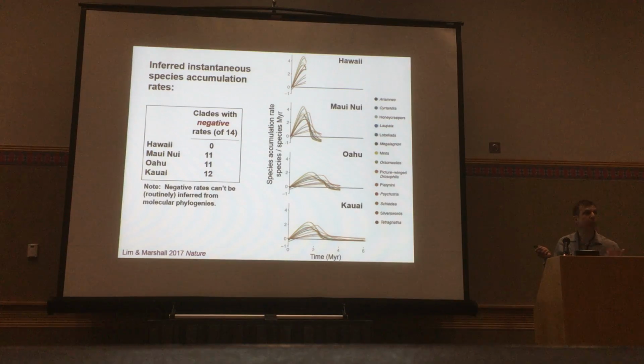So then, here are the diversification rate trajectories for all the clades and all the islands. On Hawaii, they're all positive. The island is still growing very rapidly. They haven't filled up the ecological space. On Maui Nui and Oahu, 11 of 14 clades are actually already negative. And on Kauai, most of them are gently negative. So it suggests that most clades on most islands are actually in slow evolutionary decline as deduced by the island ontogeny model, not what you would have inferred from the molecular phylogeny.